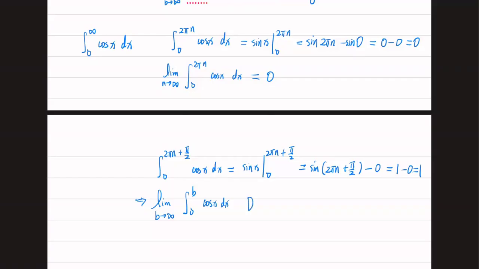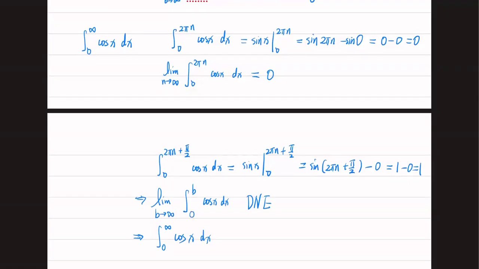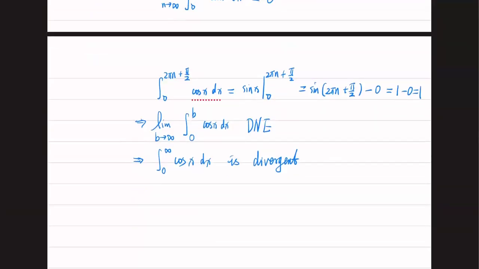Thus, this integral minus 0, right? Is divergent. Another example of a divergent improper integral. This is the new case.